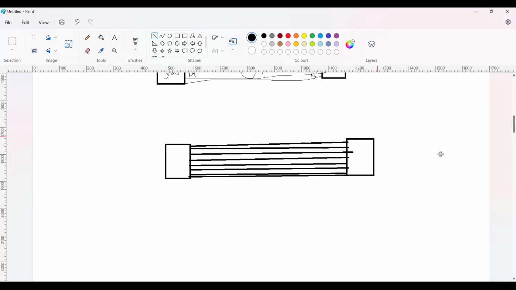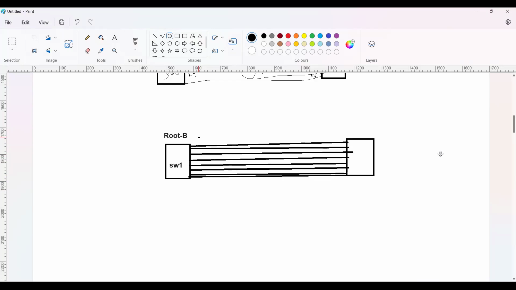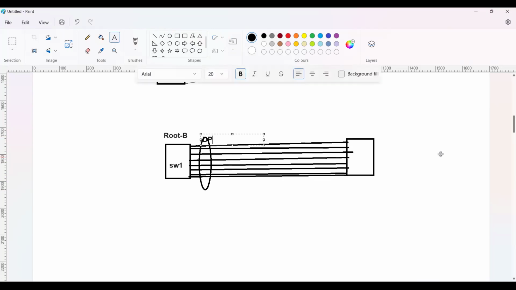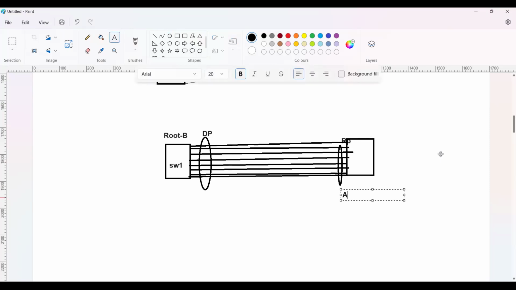If this is the root bridge, switch 1, then all of these ports are DP, designated ports. On the other side, one port will be RP, and apart from that, all the other ports are alternate. We are wasting our resources here.